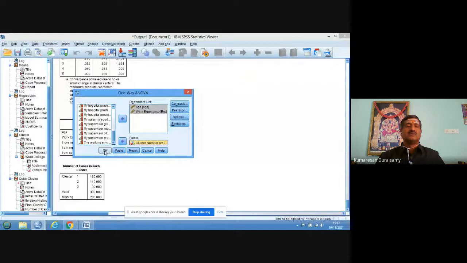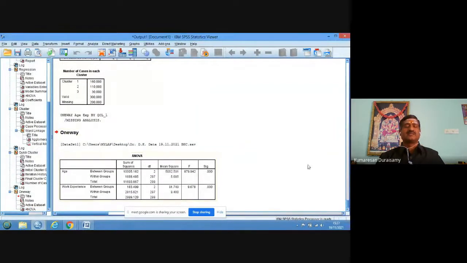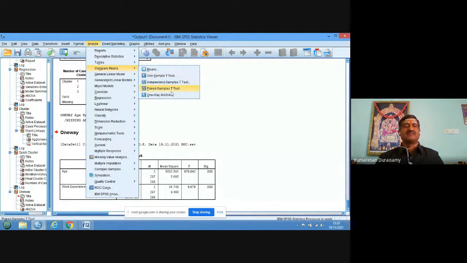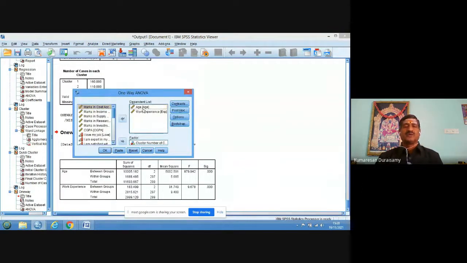Now go to OK. Look at this. Age-wise and experience-wise, the p-value is 0.000. So what we can understand from this is that there is a significant relationship among the employees in the three clusters, based on age and based on work experience. The same can also be done for the other variables.